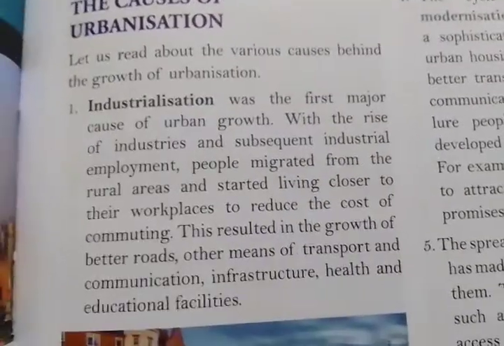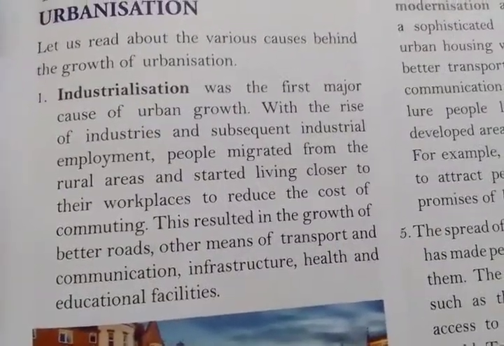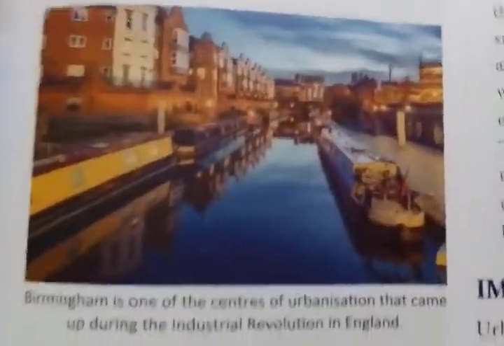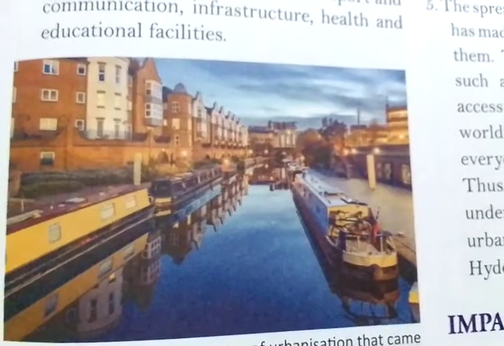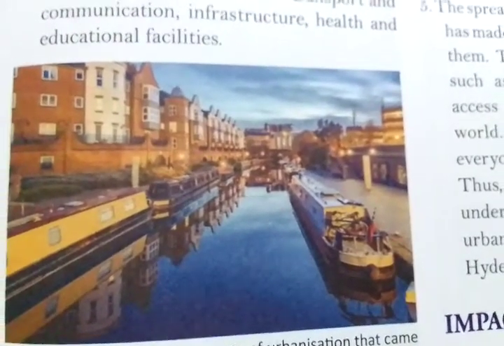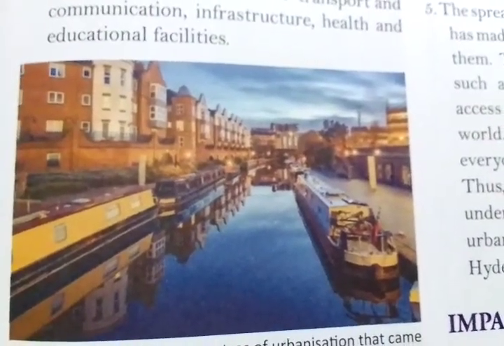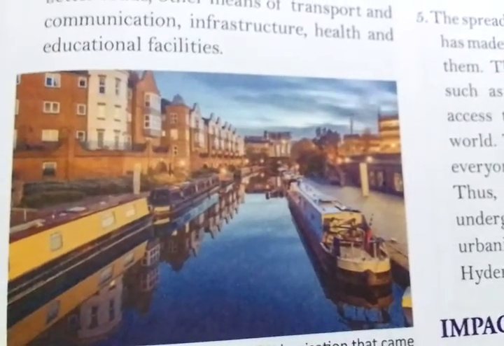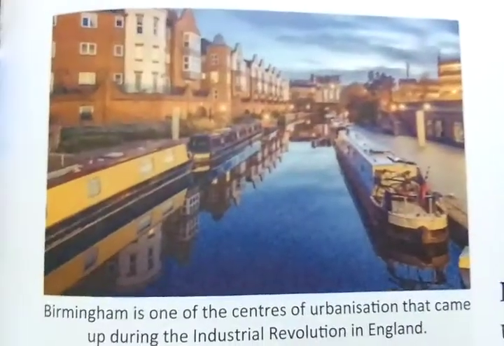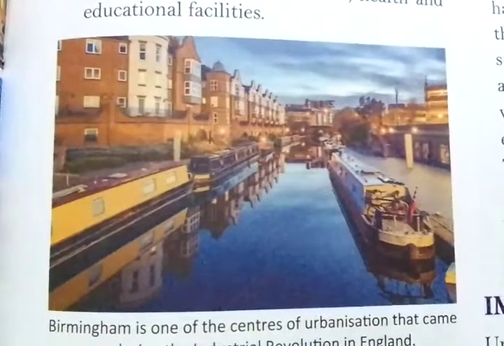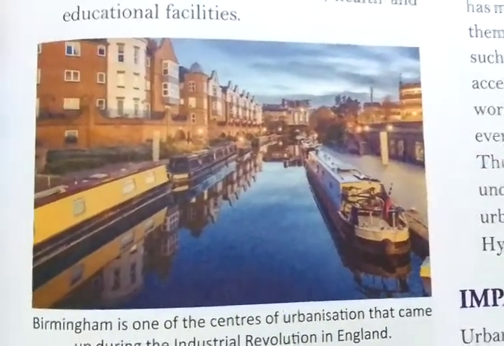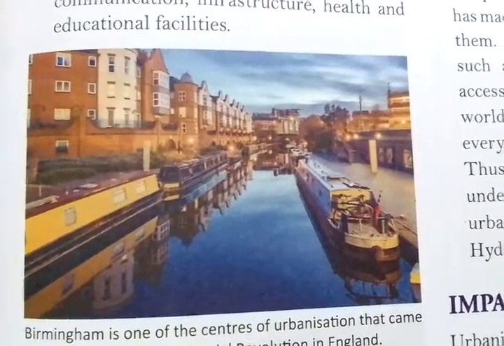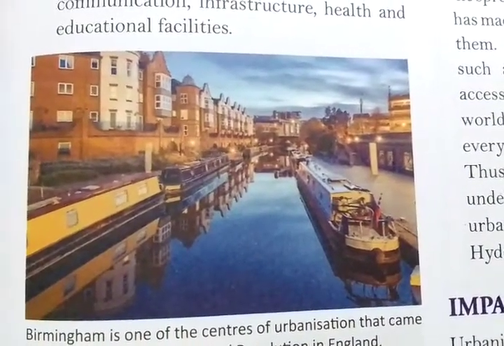The first cause is industrialization. It was the first major cause of urban growth. It started in the late 18th century in England and later spread to Europe and North America, and gave rise to many industries. Increasing number of factories in the cities created a demand for labor and people migrated from the villages to get jobs in these industries.